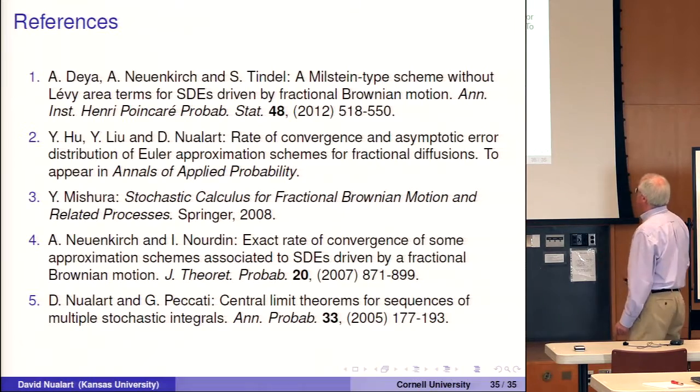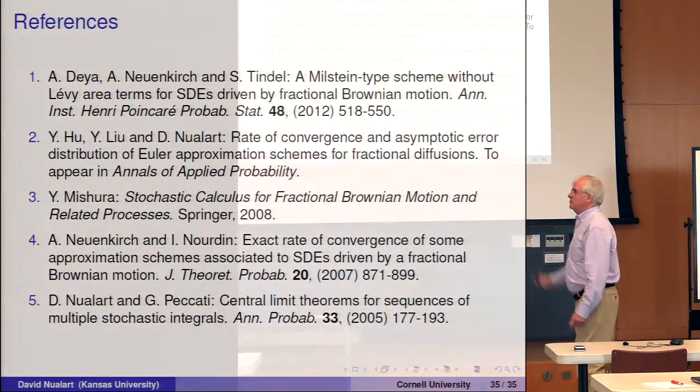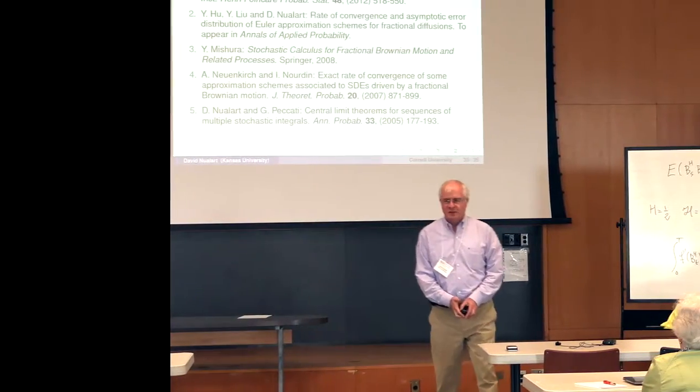And that's the case when H is less than 1/2, where there is also a kind of Milstein type scheme proven by these people. Okay, so I think I'm going to stop here. Thank you very much for your attention.